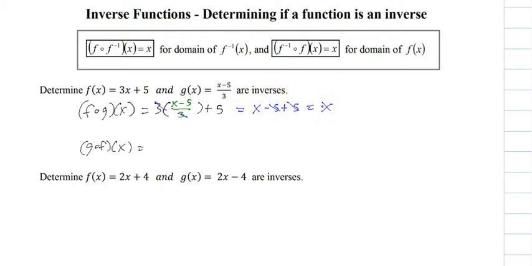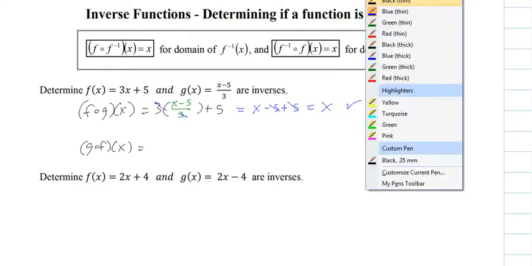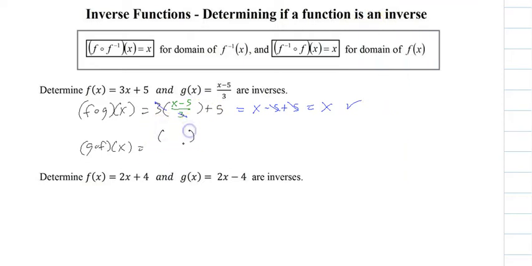And there you go. Check. So far it meets our first one. Now we've got to check the other one. So we're going to plug f into g. We're going to write out g and then substitute in f. So I've written g with a parenthesis, and then I plugged in f. And now we can simplify.